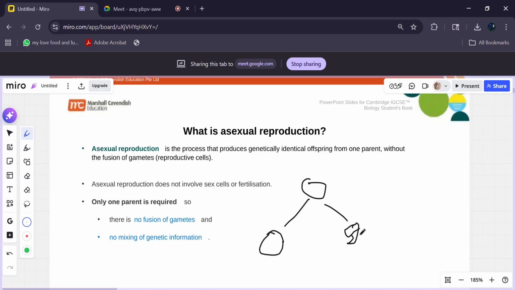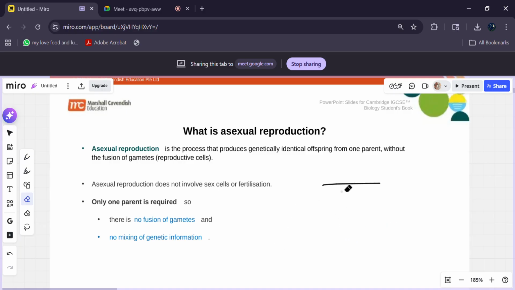So here is considered the parent cell, and these are considered the daughter cells. The offspring produced asexually are therefore genetically identical to the parent, and they are considered clones. This is true because since there's only one parent, there is no variation or different types of traits. They're exactly the same as the parent. So you could think of it as cloning, where the child plant looks exactly like the parent plant.